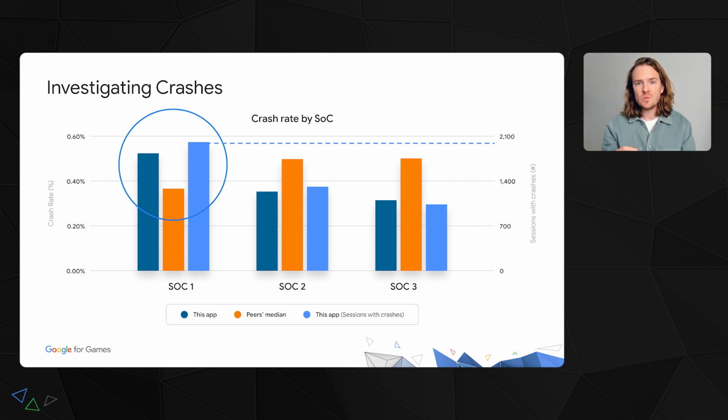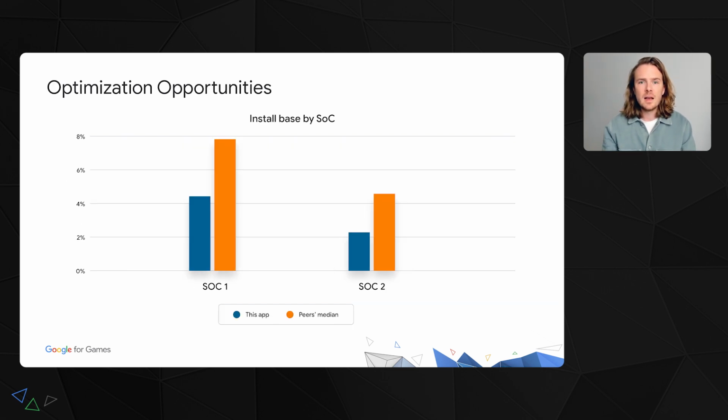And the number of sessions with this crash is pretty high as well. This is something that I should definitely investigate further, as this one SoC is a large contributing factor to my game's overall crash rate. Now in this example, I'm looking at crashes, but you can also see the same breakdown with ANRs instead. Let me show you one more interesting example.